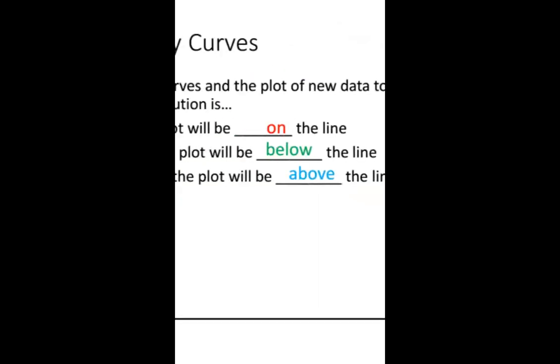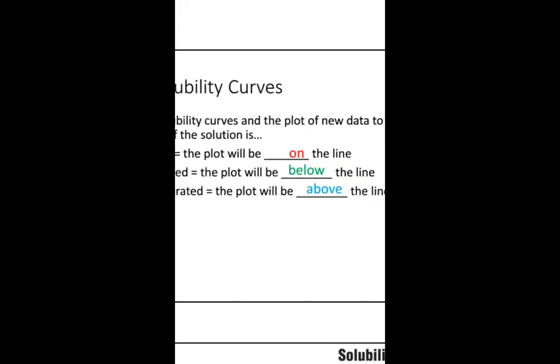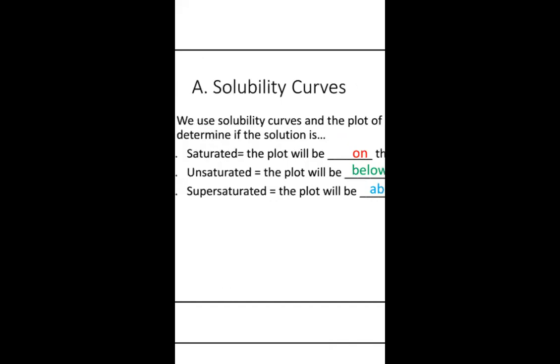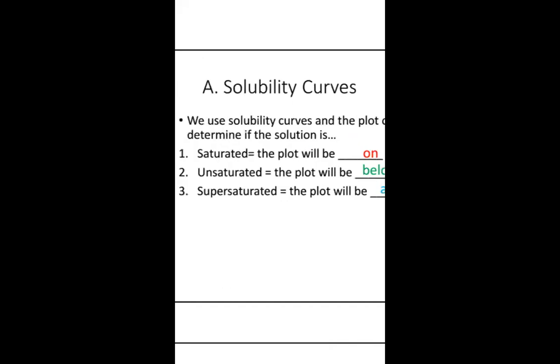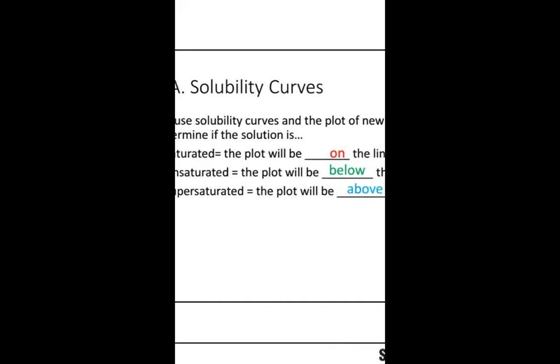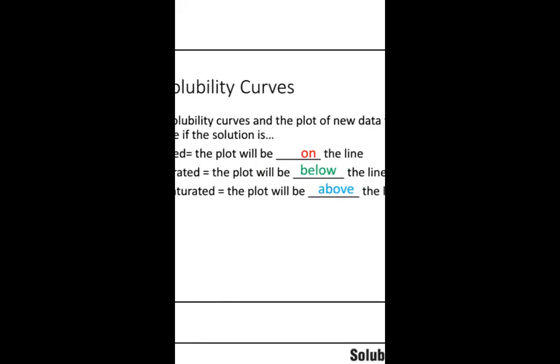So that's exactly the explanation made here. It is said that saturated equals the plot will be on the line. So that means for a saturated solution, the plot of the given parameters from the x and the y axis is going to fall exactly on the line. So when it's exactly on the curve, it is said to be saturated.